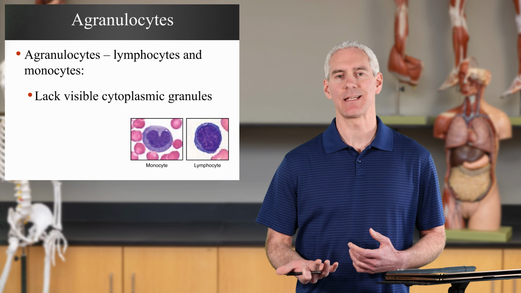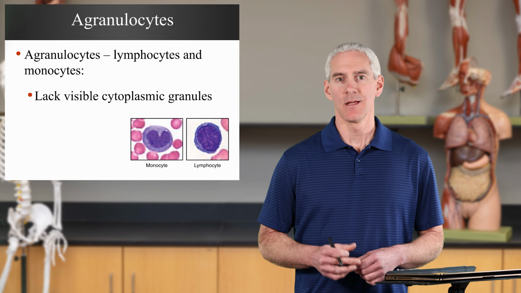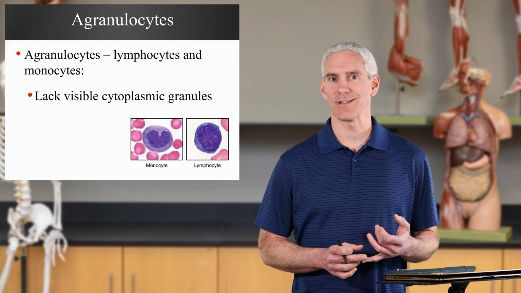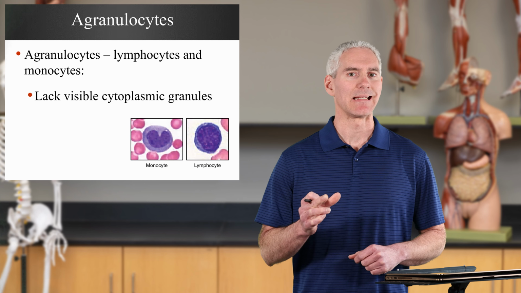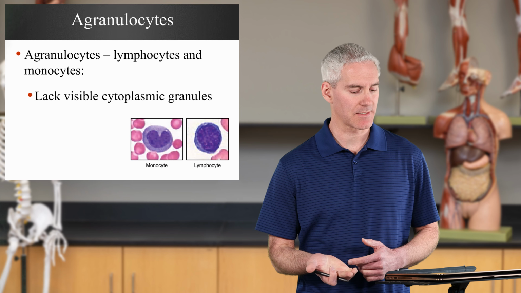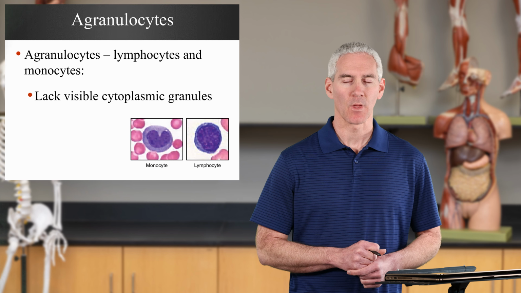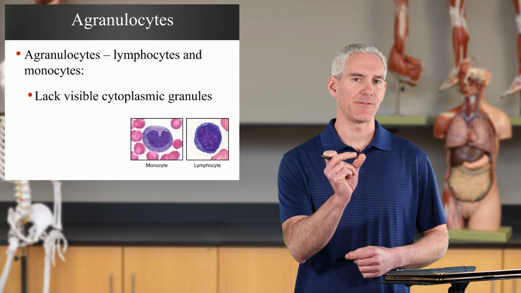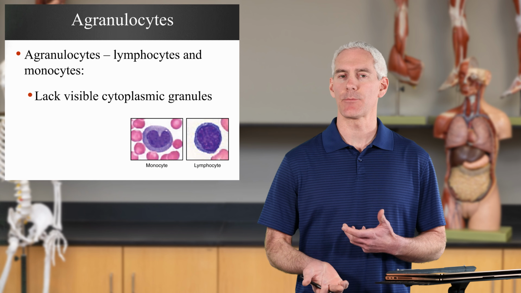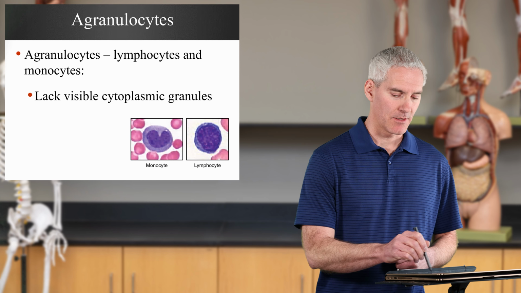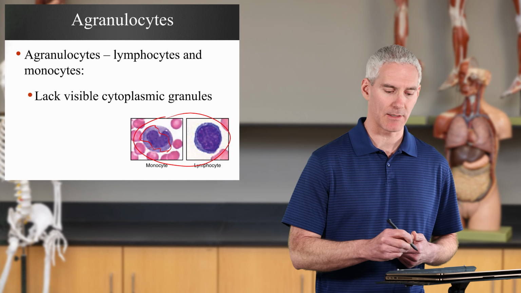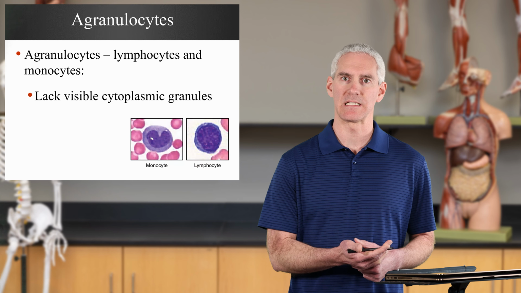Agranulocytes are the second category of white blood cells. I've already gone through the granulocyte category, which was neutrophil, eosinophil, and basophil. Now we're looking at the category of agranulocytes, which are monocytes and lymphocytes. The prefix A means without granules. So you're looking in the cytoplasm of the two cells. You're going to notice there isn't anything in the actual cytoplasm around it. There are no visible granules.